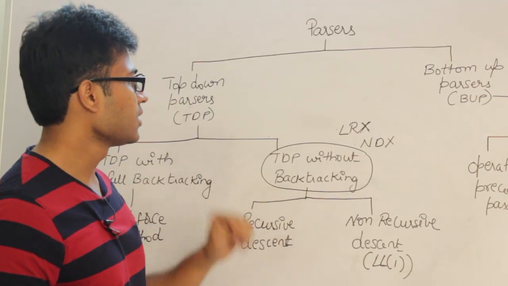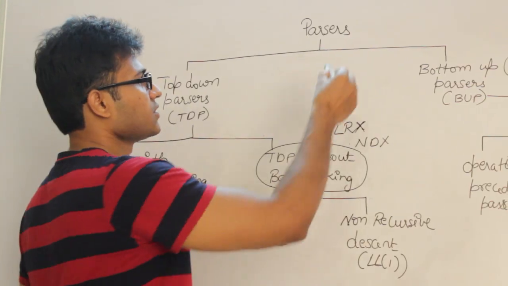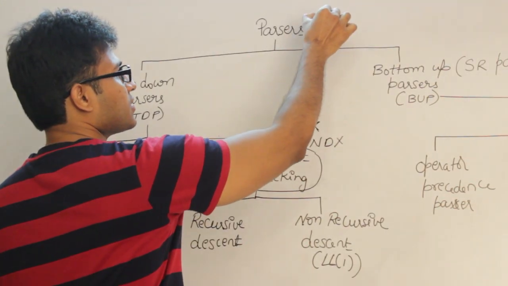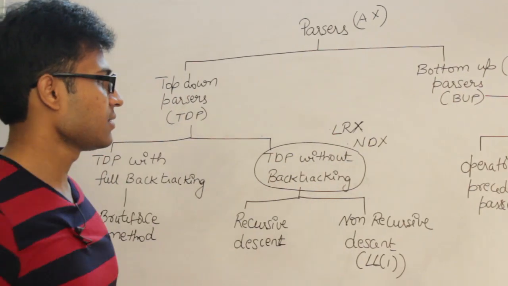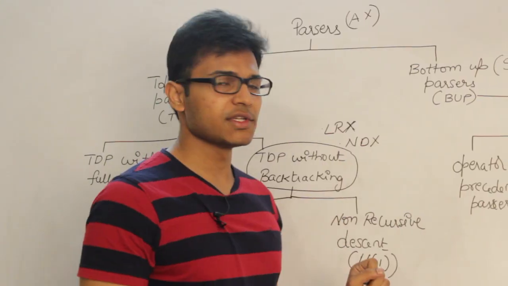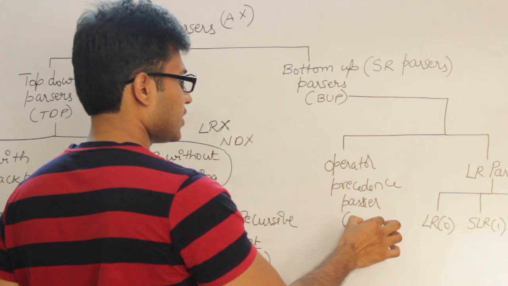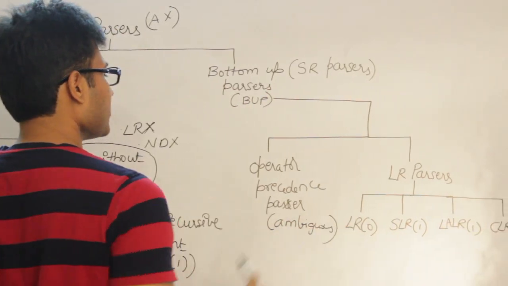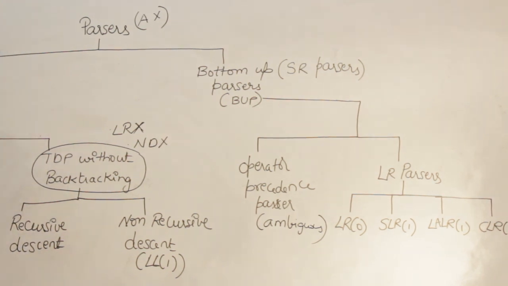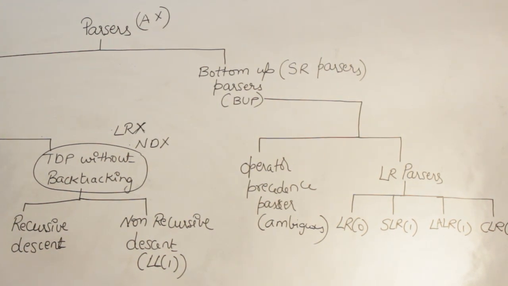Okay, so then any parser, if you have to construct it, you should not use any ambiguous grammars. Therefore ambiguous grammars are not allowed for any of these parsers except one parser, the operator precedence parser. The operator precedence parser is the only parser which can even parse ambiguous grammars. Okay, so I'll tell you what is the basic difference between a top-down parser and a bottom-up parser by taking an example.